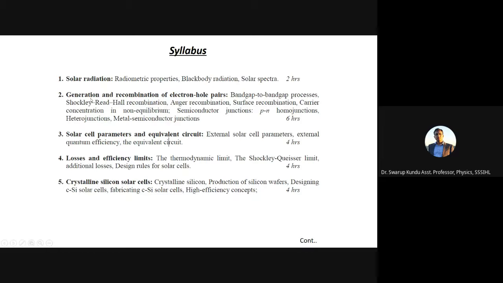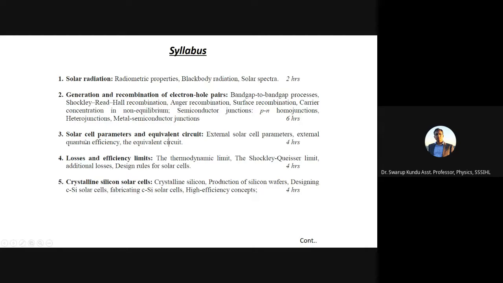And then we have the generation and recombination of electron hole pairs. The solar cells we'll be learning here are mostly focused on semiconductor based ones. Yes, we have different types of solar cells at the end, but most of the focus is on semiconductor based solar cells. Generation and recombination of electron hole pairs, certain concepts we have already studied in our previous course, right, in semiconductor device physics. Some of it will be repeated here, and some of it we will go into much deeper understanding.